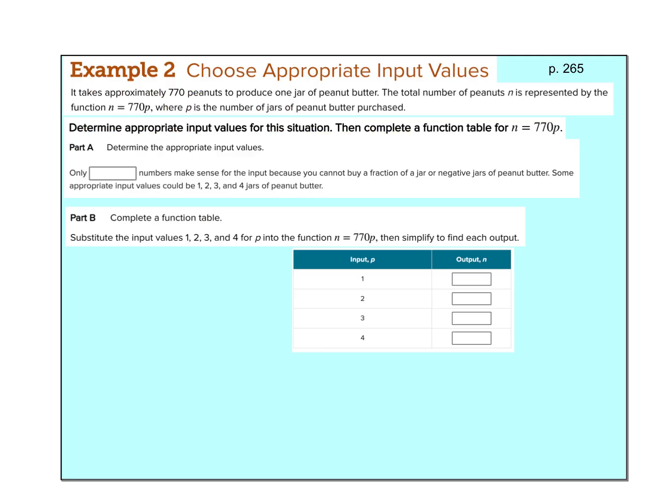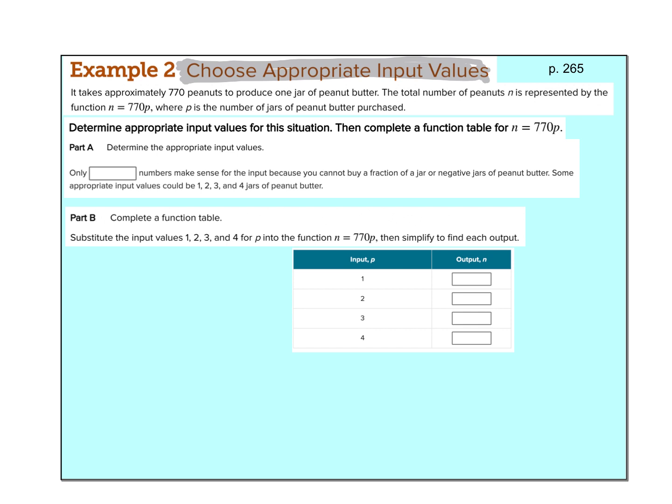All right, we are going to go to page 265 now and do a couple more examples. So this example is where we're actually going to choose appropriate input values. So now we're going to be working with some word problems, and we're going to have to choose, well, what kind of inputs should I use in my input-output table? All right, so here is our problem.